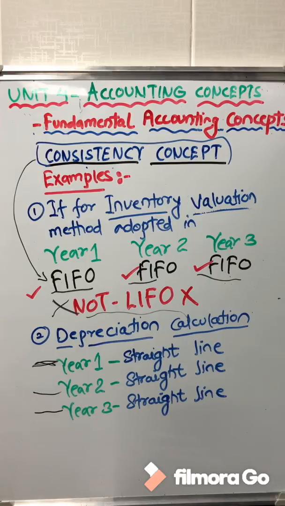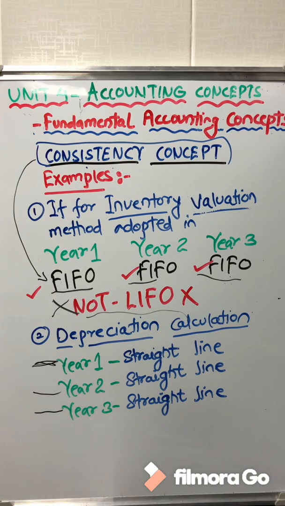Now I'm sure that you have one question in your mind: what if an organization, a company or a firm chooses one method, FIFO, in year 1 and year 2, but wants to change it in year 3? Can we change or not? Yes, we can. The answer is yes, 100%.